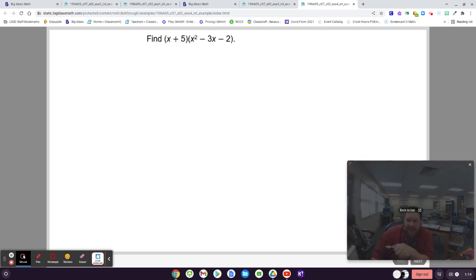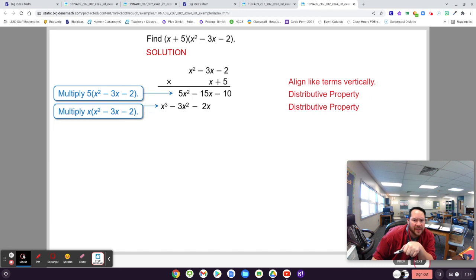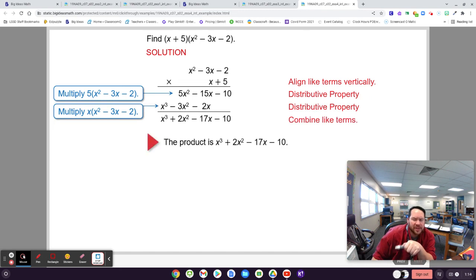All right, let's see how you did. Okay, so they're doing the vertical method of multiplying. That's a great way to do it too. So when you simplify and get everything all said and done, it's x cubed plus 2x squared minus 17x minus 10. Hopefully, if you can do that, you can do any of these problems we're going to work on.